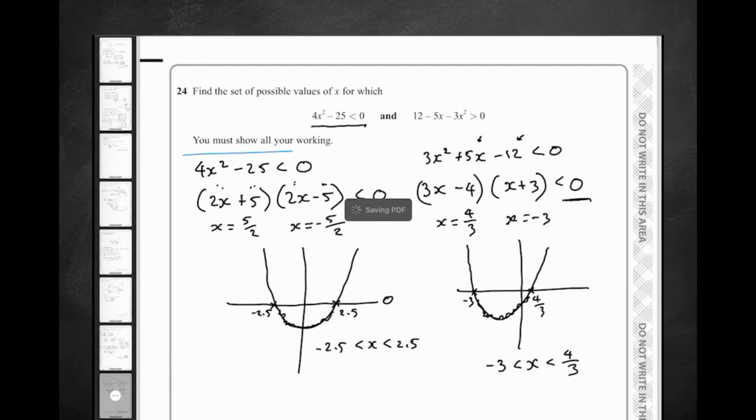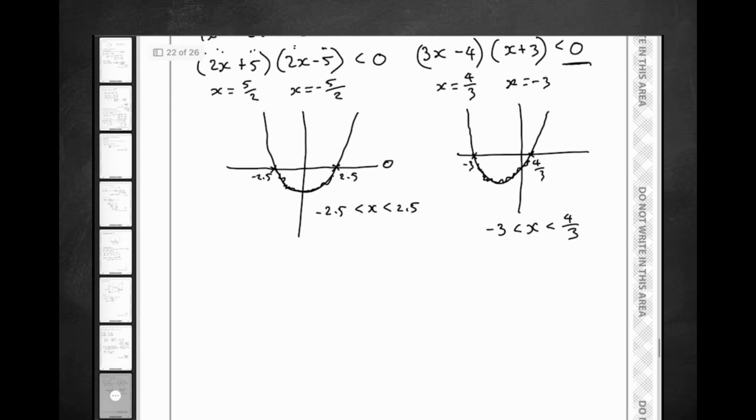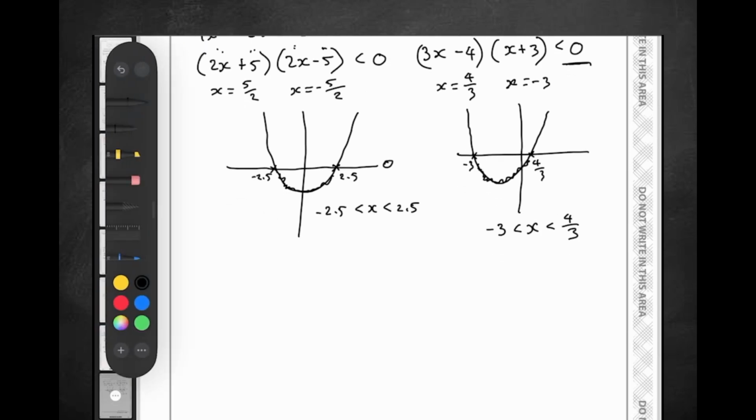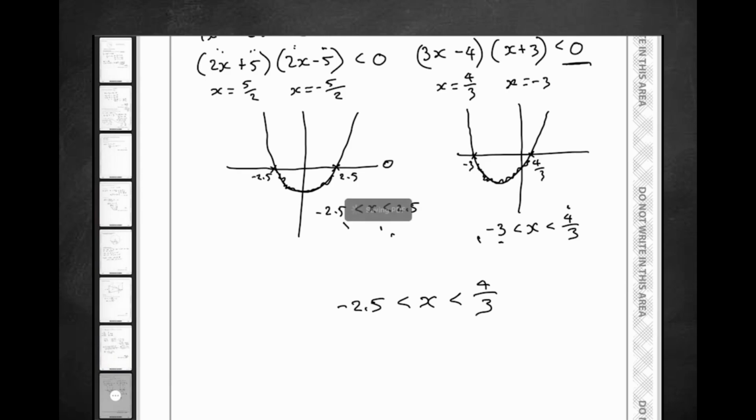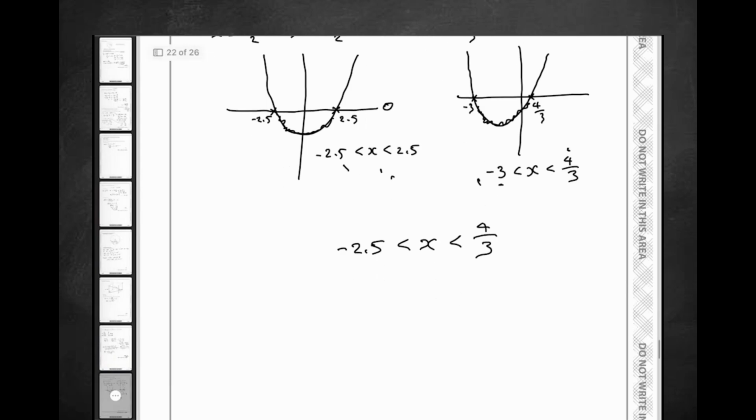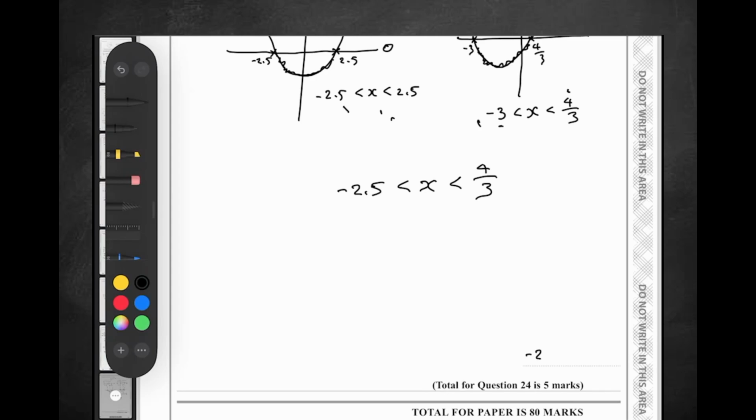Therefore, we want to satisfy both of these conditions. Minus 2.5 is greater than minus 3. So what we're going to have to do is use minus 2.5 so that it satisfies both these conditions. X is greater than that. And anything above 4/3 does not get satisfied by this one. So we need to keep 4/3 in there so that both these equations are satisfied. So our answer is x is between positive 4/3 and negative 2.5.